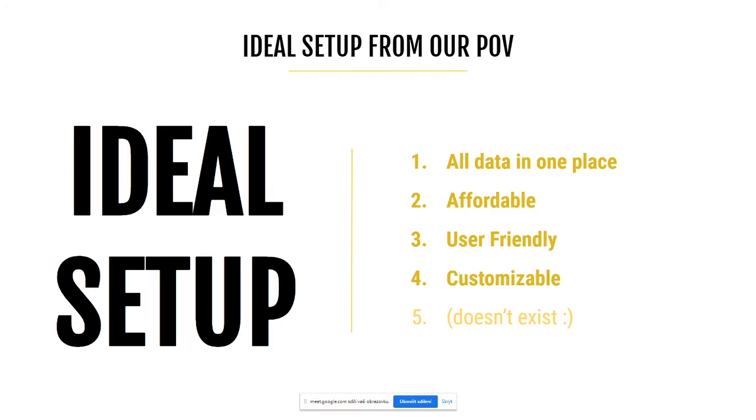Ideal setup. Now we're getting into the actual setup. So what is that? In our opinion, there's a couple of characteristics that everybody should strive for eventually. Number one, all data in one place, so you have access to it, you can combine it, you can do whatever you want with it, which doesn't usually happen if you're locked down by a vendor or you don't have all data in one place.